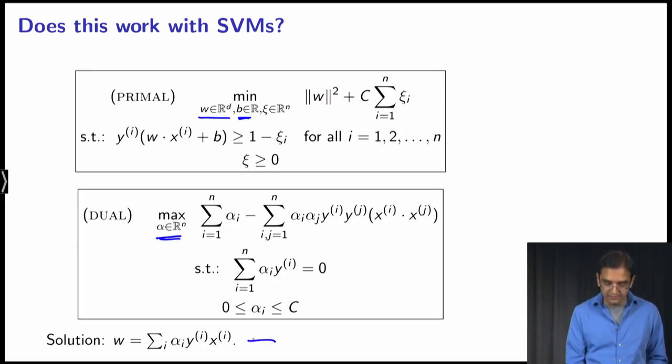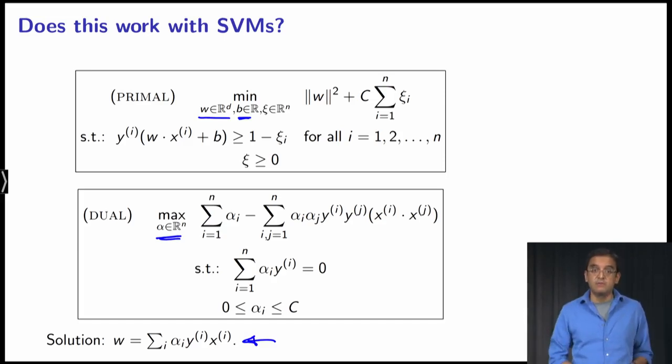So w is of this form. The alpha i is just the coefficient for the ith data point. So which of these should we work with? Should we work with the primal form or the dual form? Well, it looks like the dual form gets us halfway to where we want to be in any case. In any case, we want to be working with these coefficients alpha i. So let's use that.